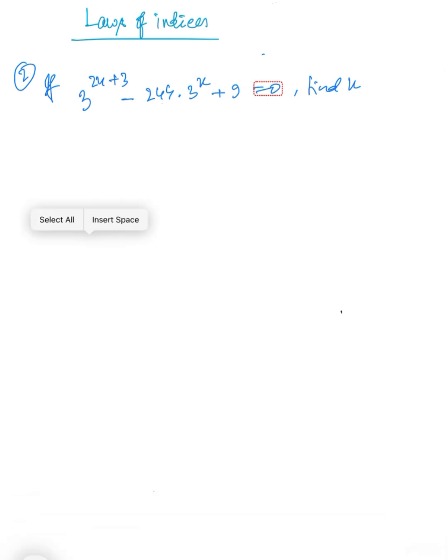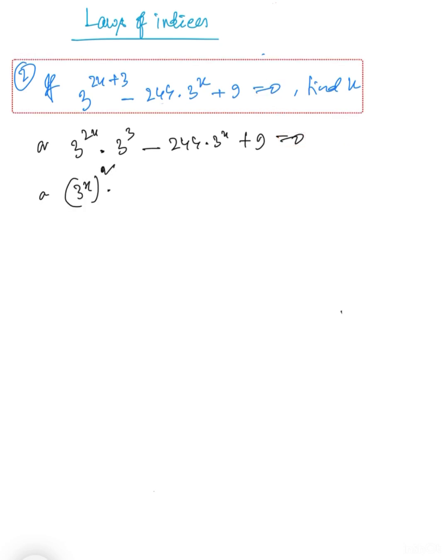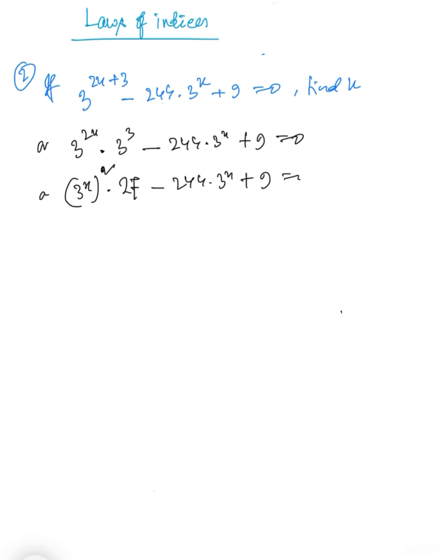Firstly, if you see the first term, that is 3 to the power 2x plus 3, so a to the power m plus n is there. You can split it like 3 to the power 2x into 3 cube minus 244 into 3 to the power x, the second term, plus 9 equals 0. Or 3 to the power x to the power 2 and 3 cube, that is 27, minus 244 into 3 to the power x plus 9 equals 0.